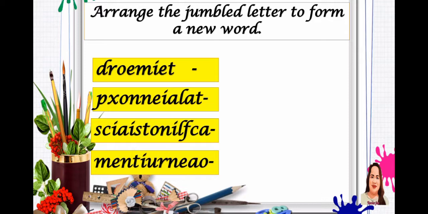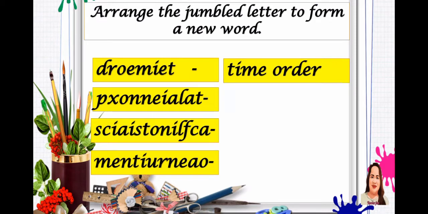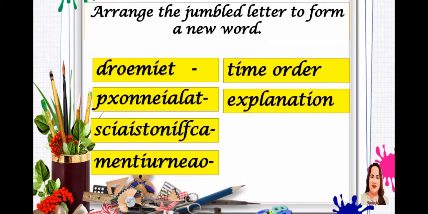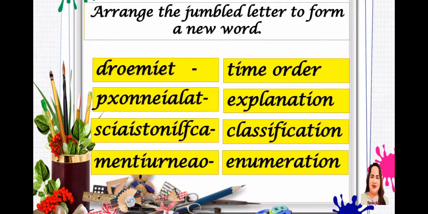Let's see your answer if it is correct. Let's try the first one. What is the correct answer? Time order. And the second one is the explanation. The third one is the classification. And the last one is the enumeration. Okay? You got it all correct? Okay, very good.